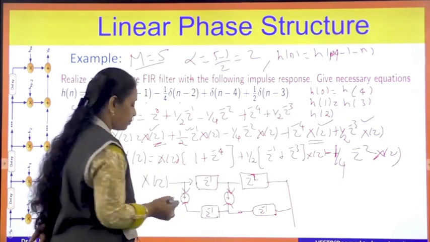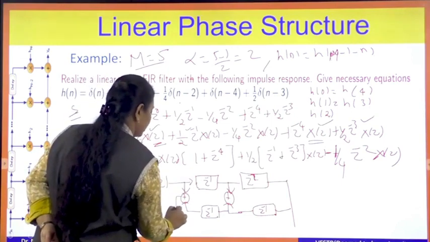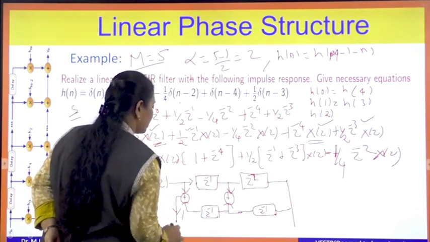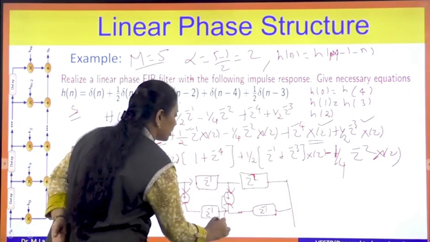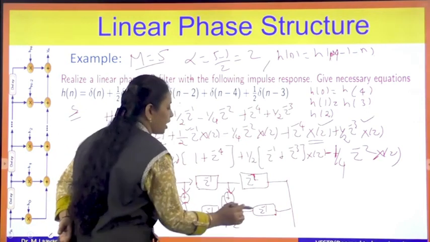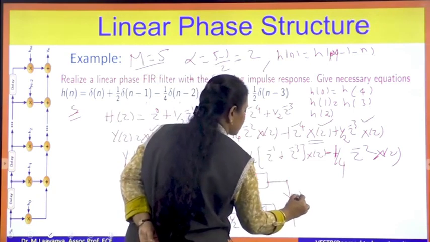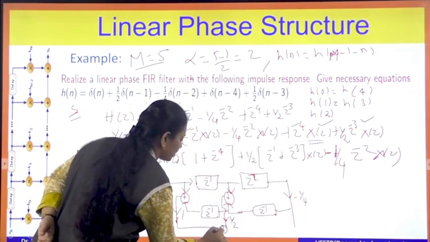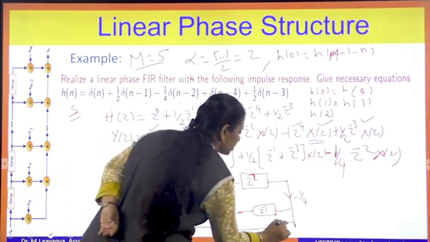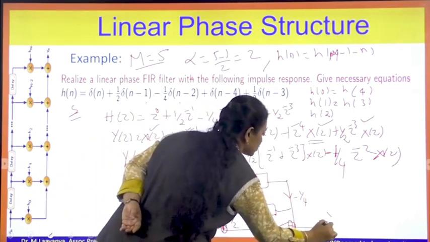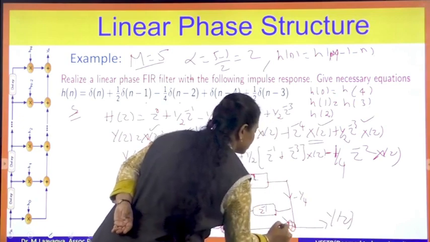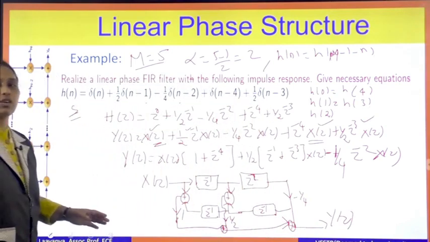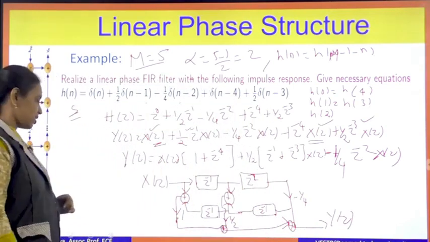Now I need a multiplier. So take the multiplier. For this coefficient it is 1. Here the multiplier is half. And for here it is minus 1 by 4. I can add whichever side I want, so I am adding this side. This is my y of z. So this is the way how you have to draw the linear phase FIR structure.